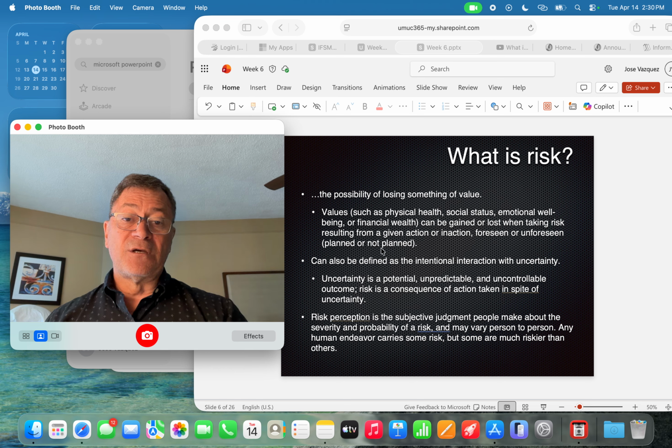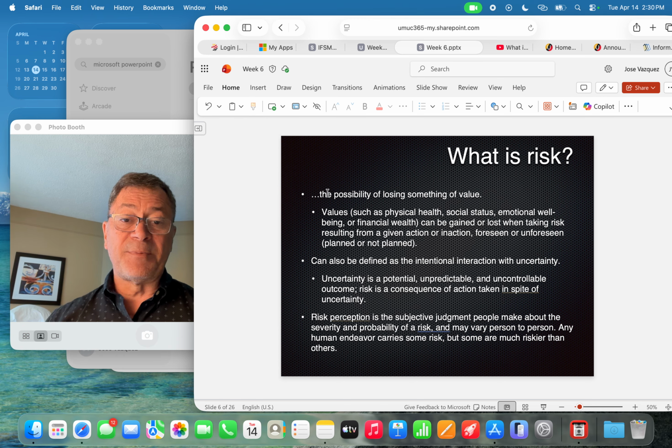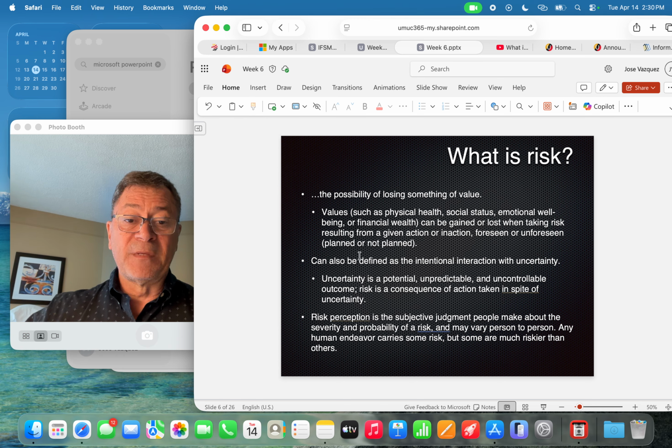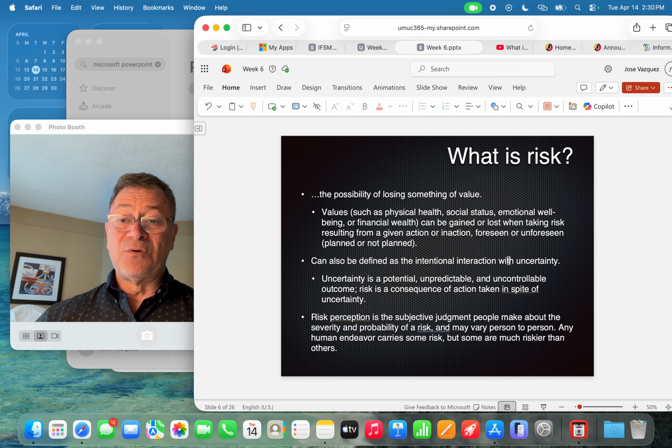All right. So some people define risk as the possibility of losing something of value, as an intentional interaction with uncertainty, which is really what we're dealing with in information systems.